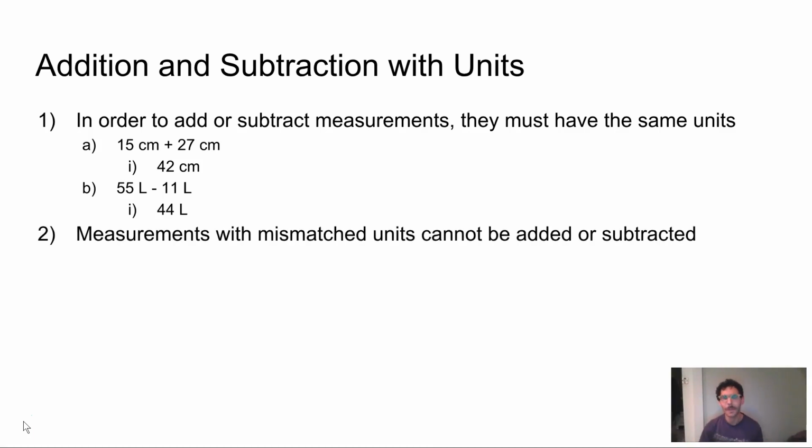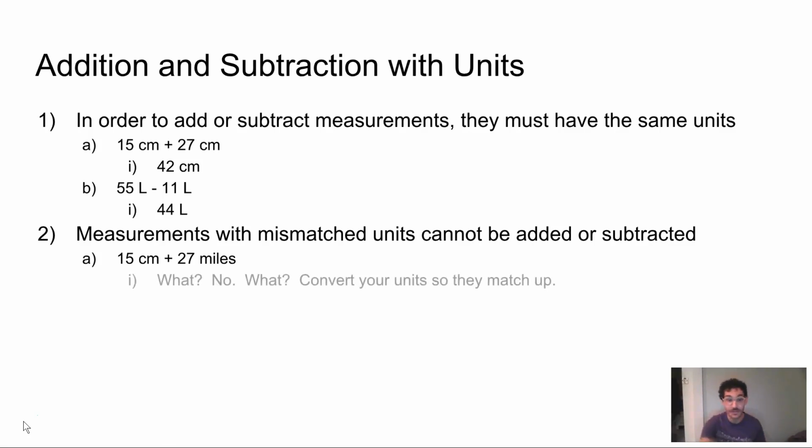But measurements with mismatched units don't work out so well. We can't just easily add or subtract those. Like if I did 15 centimeters plus 27 miles, what's my answer supposed to look like? Is it going to be in miles? Is it going to be in centimeters? I don't know. Really what I should do here is convert these units, because they're both measurements of length. I should convert them so that they're the same unit, probably centimeters, because the imperial system sucks. We're going to convert them, and then we can do our addition, but not the way they currently are.